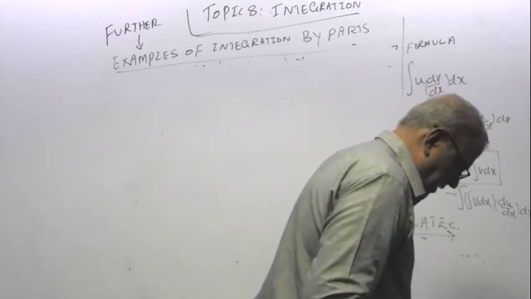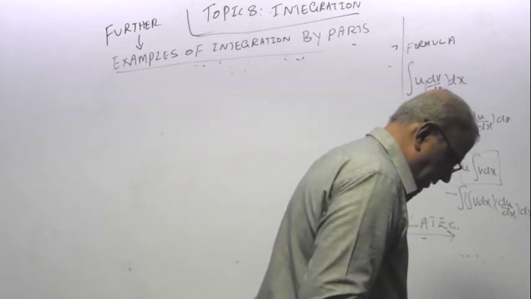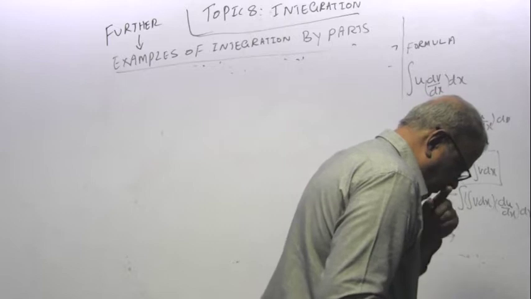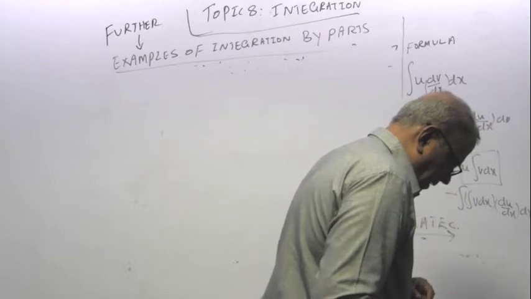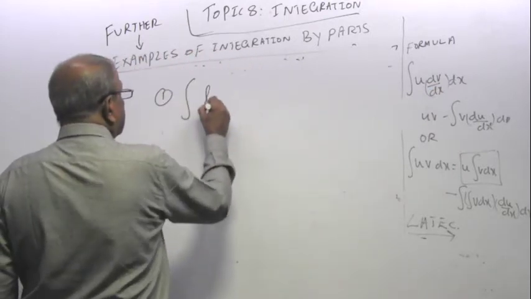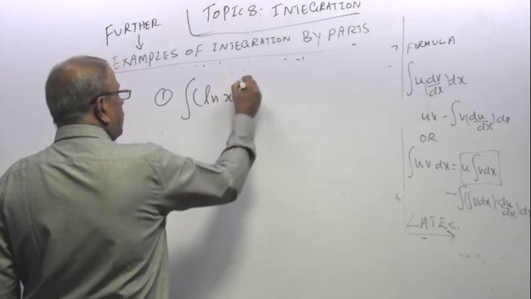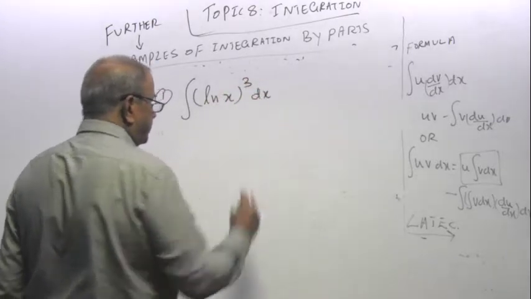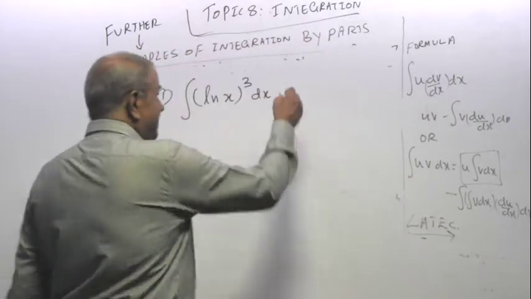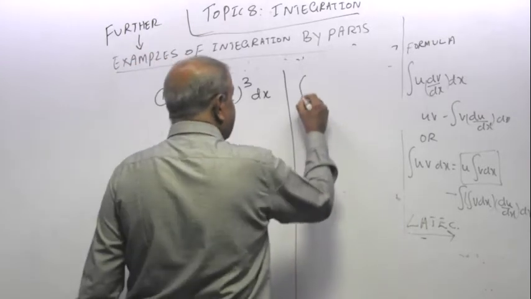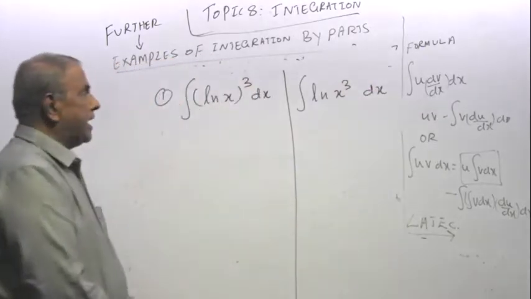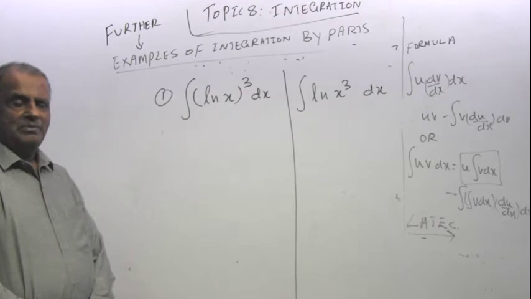Let's take the integral of ln x the whole cube dx. And on the other hand, I'll say the integral of ln x cube dx. There's a big difference between the two. Do you notice that?